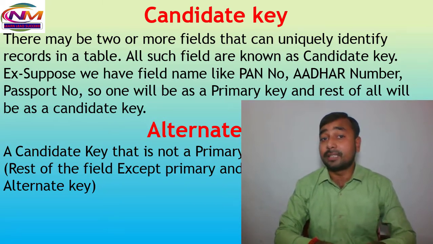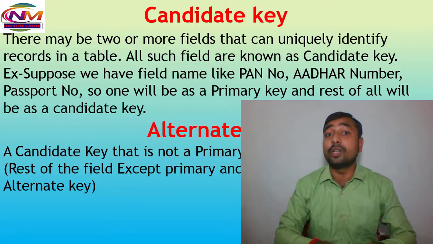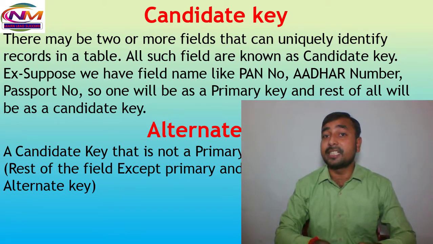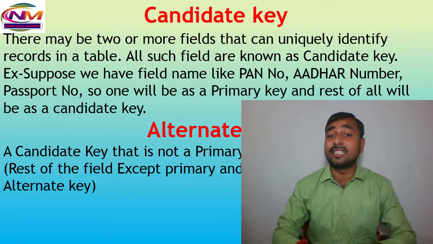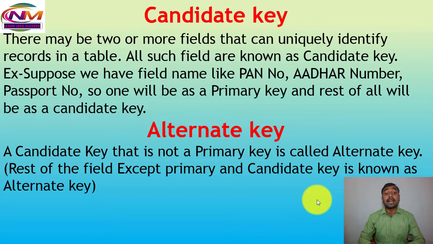This is a theory part. Among the questions there will be one where you have to find out which one is primary key, which one is candidate key, and which one is alternate key. So now last but not the least about keys, alternate key. A candidate key that is not a primary key is called an alternate key. Whatever field we have selected, if it is not a primary key or a candidate key, then those fields are known as alternate keys. That's all.